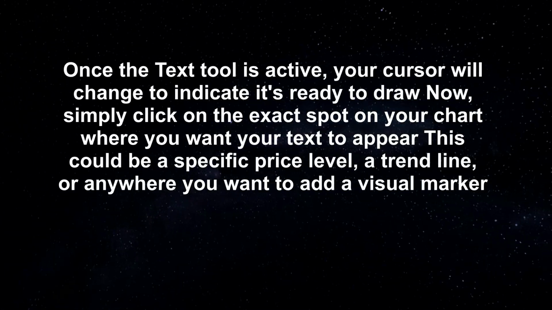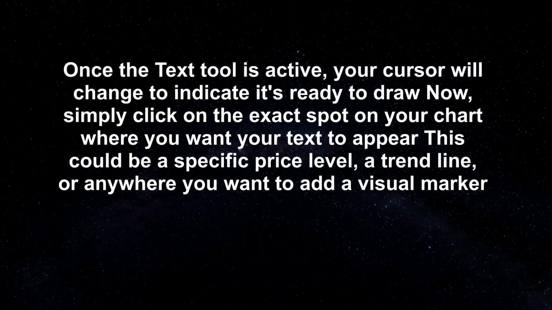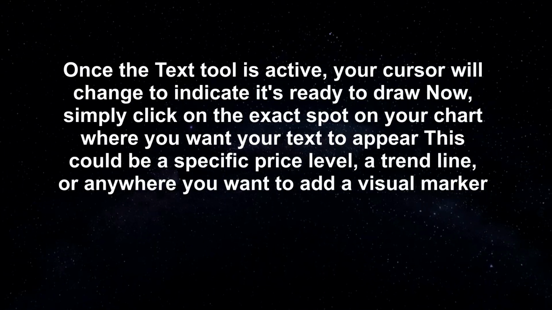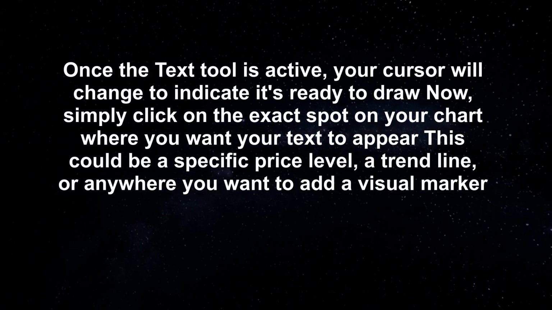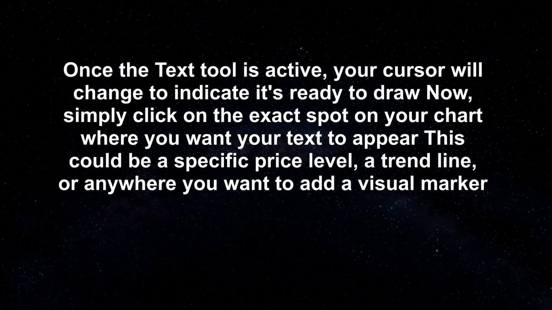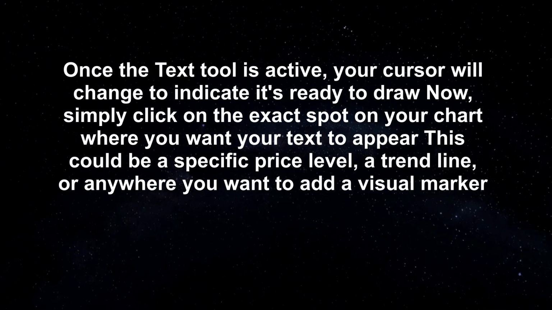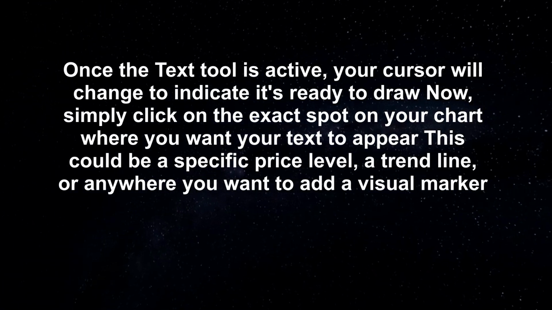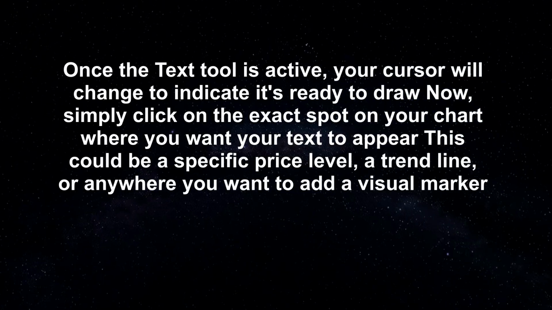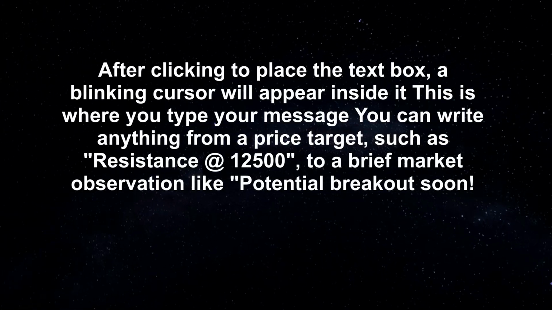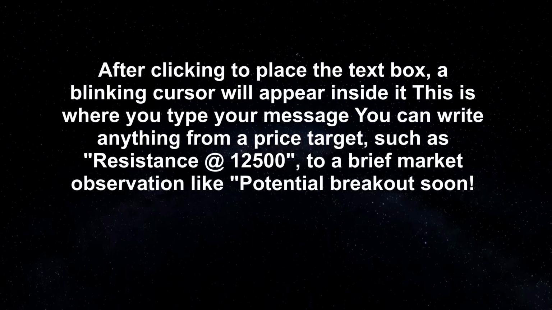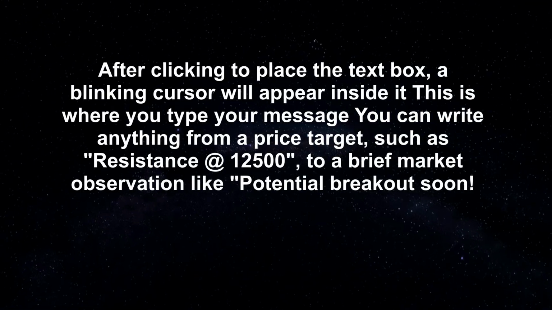Once the text tool is active, your cursor will change to indicate it's ready to draw. Simply click on the exact spot on your chart where you want your text to appear. This could be a specific price level, a trend line, or anywhere you want to add a visual marker. After clicking to place the text box, a blinking cursor will appear inside it. This is where you type your message.